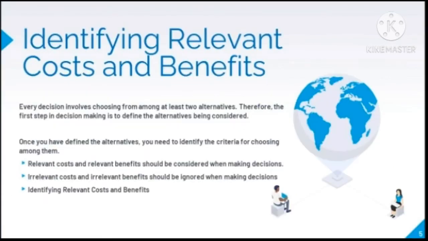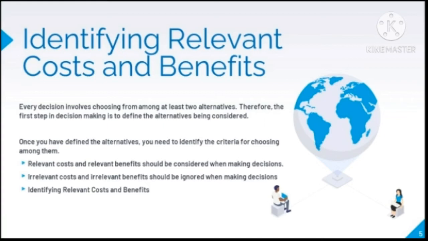Every decision involves choosing from among at least two alternatives. Therefore, the first step in decision making is to define the alternatives being considered. Once you have defined alternatives, you need to identify the criteria for choosing among them. First, relevant costs and relevant benefits should be considered when making decisions. Second, irrelevant costs and irrelevant benefits should be ignored when making decisions.